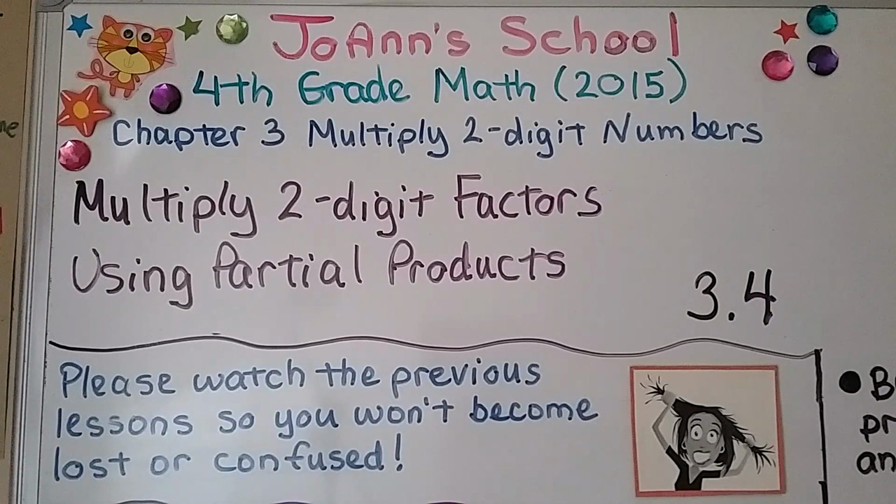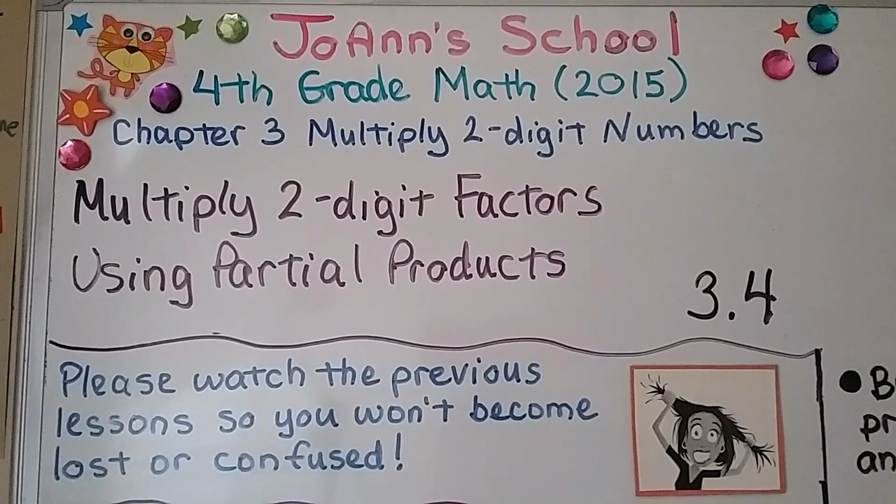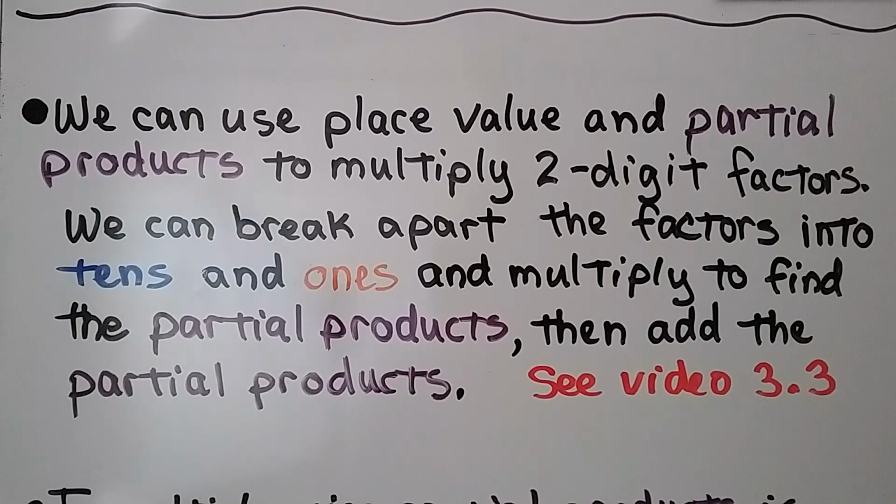Lesson 3.4, multiply two-digit factors using partial products. We can use place value and partial products to multiply two-digit factors. We can break apart the factors into tens and ones and multiply to find the partial products. Then add the partial products.